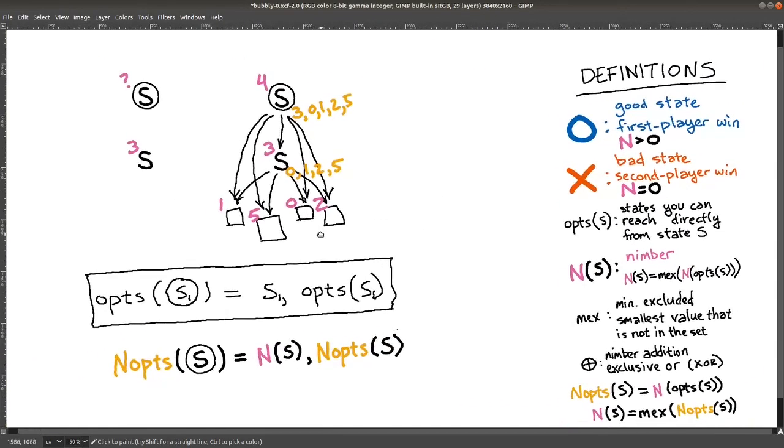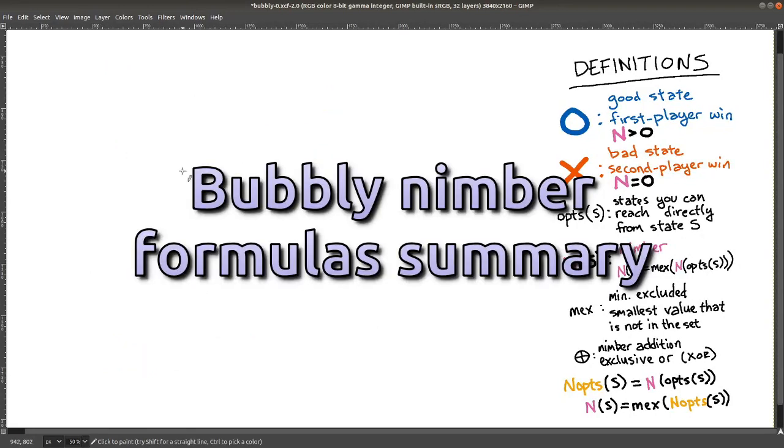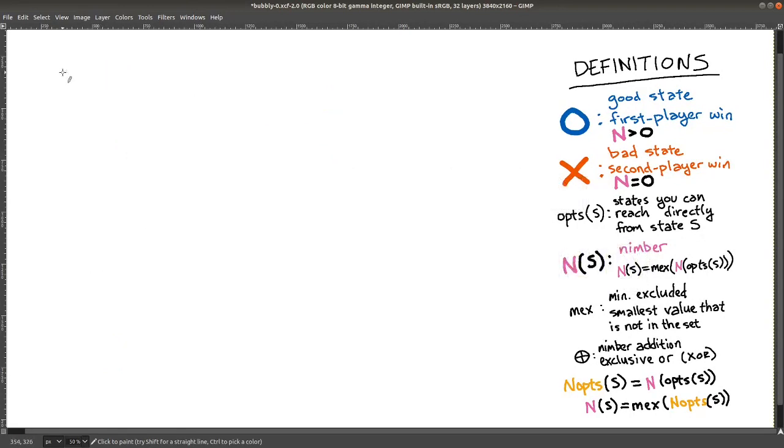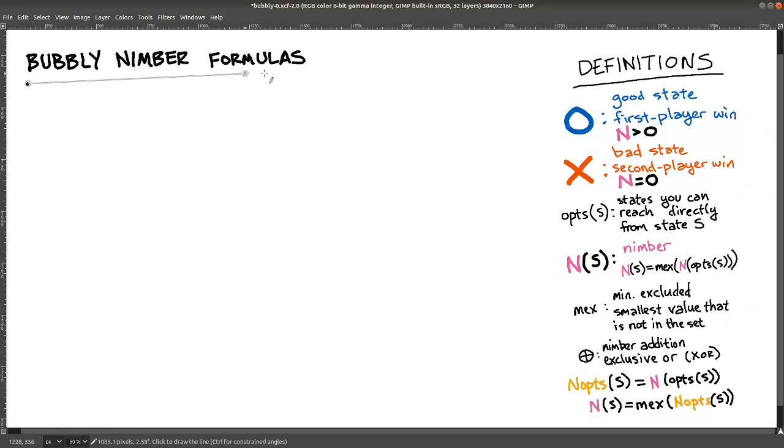Okay, great. So this formula gets us a lot of the way there. But that means that in addition to keeping track of the pink numbers for all the states, we'll need to keep track of all the orange numbers. Okay, we're getting close. Let's start putting it all together. We have almost everything we need to get the nimber of any bubbly state recursively in terms of the nimbers and the number of the options of the states that make it up.